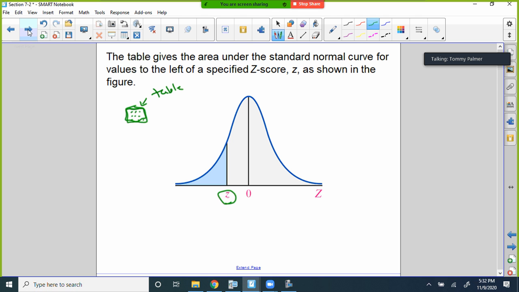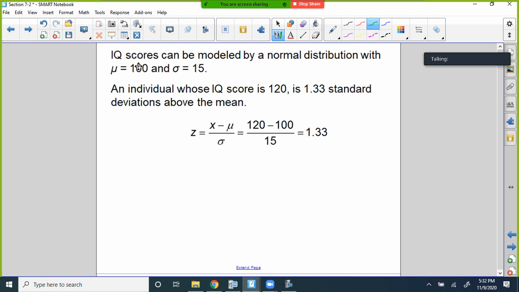Now, let's look at this. IQ scores can be modeled by a normal distribution with a mean of 100 and a standard deviation of 15. An individual whose IQ score is 120 is 1.33 standard deviations above the mean. 1.33 standard deviations, that's the z value. That's how far it is above the mean or how far below it.